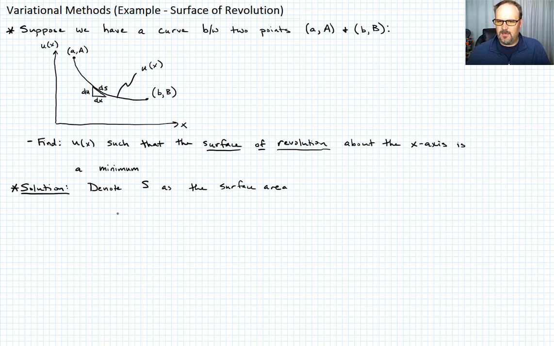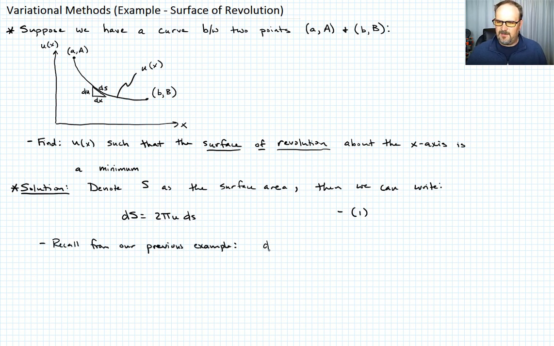Okay? So if we denote S as the surface area, then we can write the following, that d big S is equal to 2 pi times u times ds, where ds is given above. Let's call that equation 1. So what we want to do is then recall from our previous example, we know what ds is. We have that ds is equal to the quantity 1 plus u prime, the quantity squared, to the 1/2 times dx. Call that equation 2.